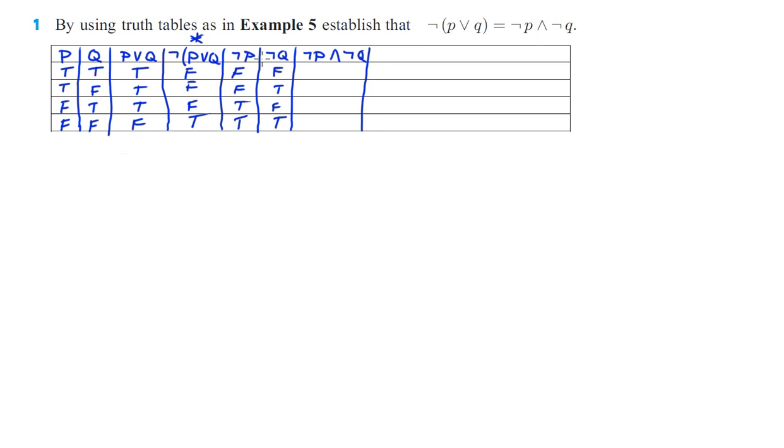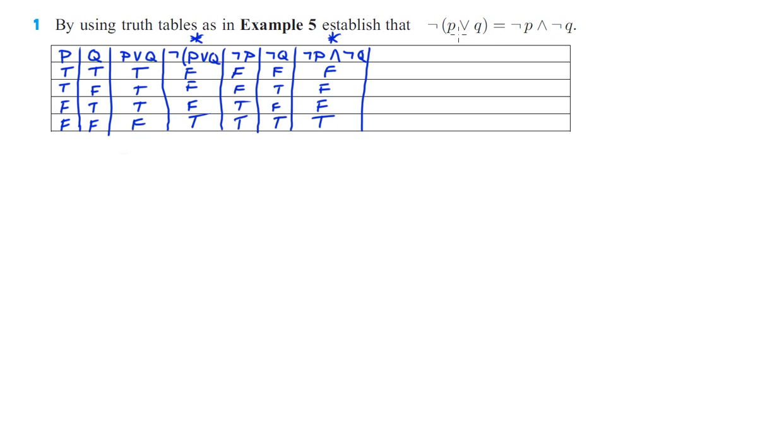Okay, so not P and not Q. They both have to be true in order for this to be true. So that would be false. There's a false in there, so this is false. There's a false in there, so this is false. And there are 2 trues, so this is the only one that's true. Okay, so this is the other one we wanted to look at.